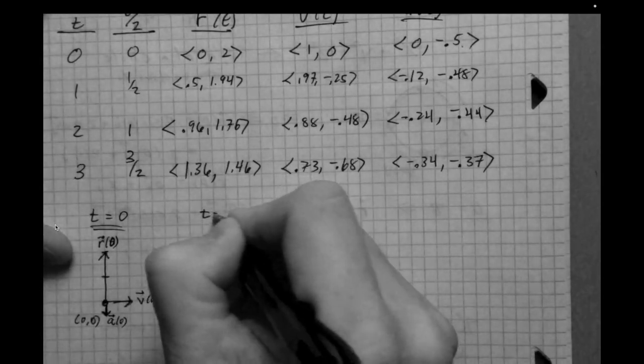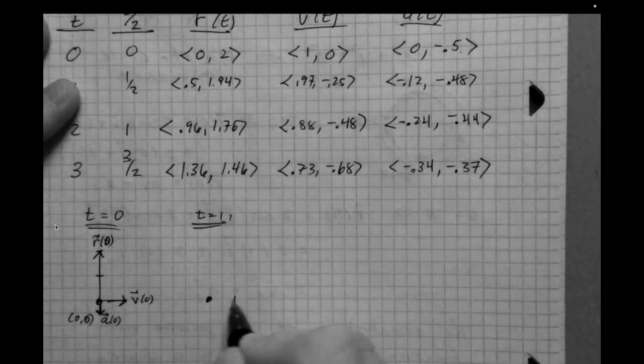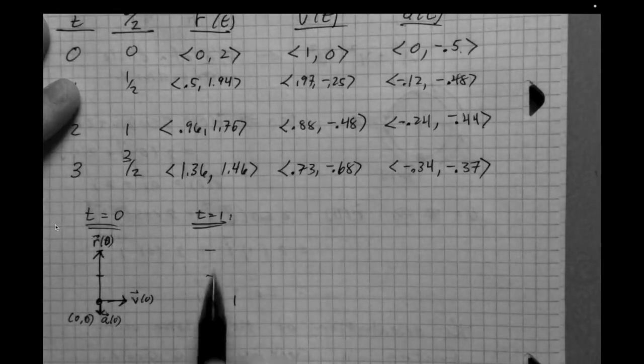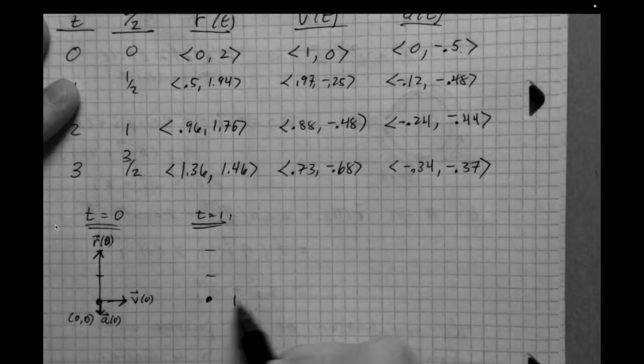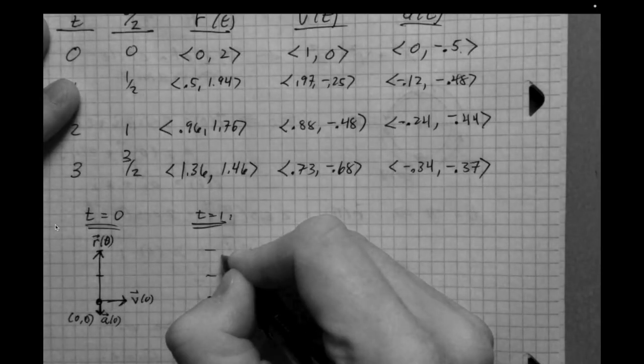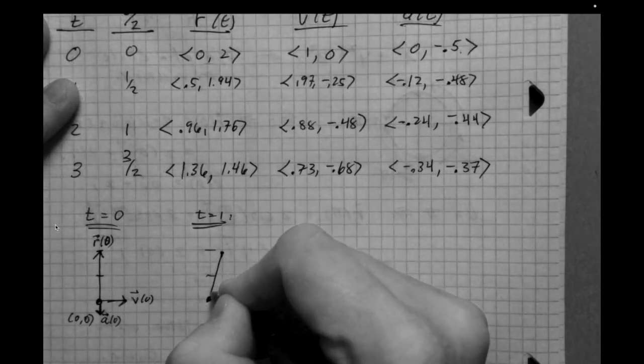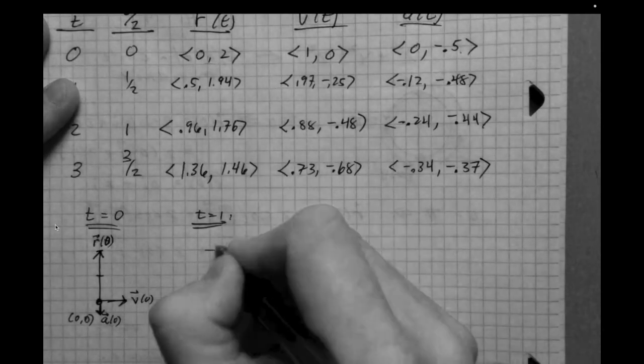What happens at t equals 1? Right, this is where it starts to get interesting, when we start to move. Okay, so at t equals 1, the position vector has obviously changed. So now it's 0.5, comma, 1.94. Right, so let's put some values. That's 1, and that's 2. Right, so it's a little bit off. It's up right about here, we'll say. So it's a little bit off of where it was last time. Right, so that's R of 1.